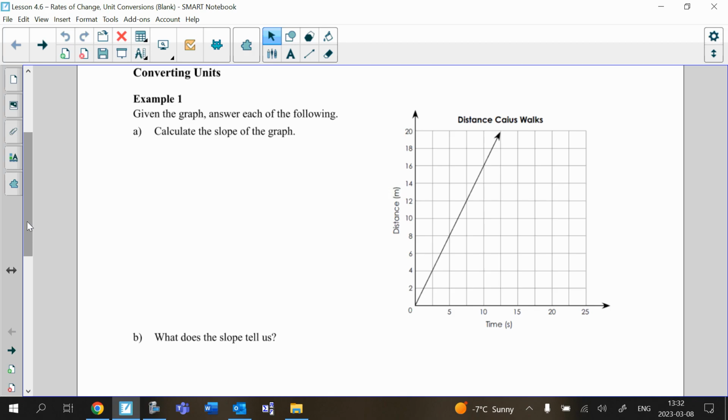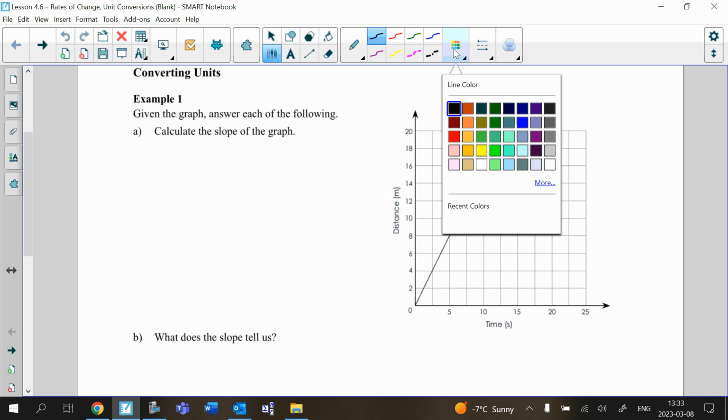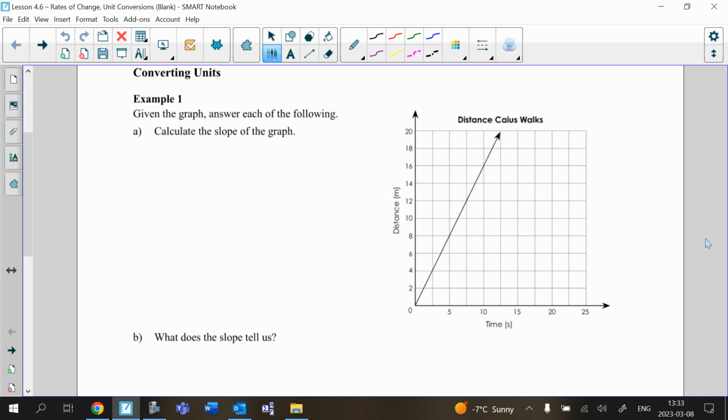So here we've got a graph, distance Caius walks over time in seconds. How would I find the slope of the graph? What would I do? This is something that you should know how to do. Rise over run, which means we need a couple of points. Give me a point on here that you can easily read. 10, 16. Another one, because we need 2. 0, 0, sure.